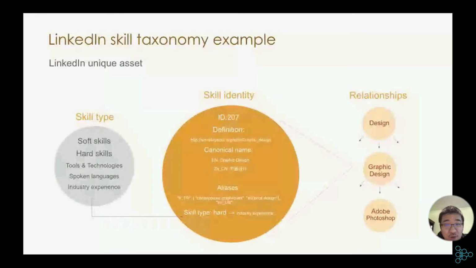We have the canonical name. We also have the aliases in different languages. And we also describe what the skill type is. And also we build a hierarchical structure with other skills. For example, let's say the parent of graphic design is design, and it has a child called Photoshop.